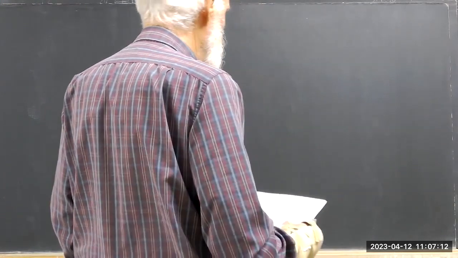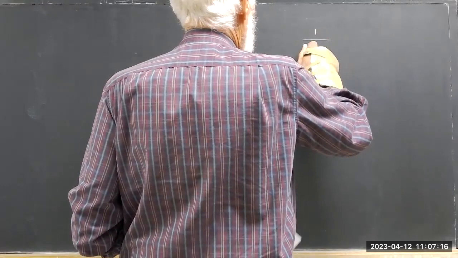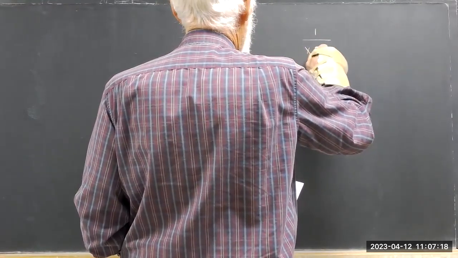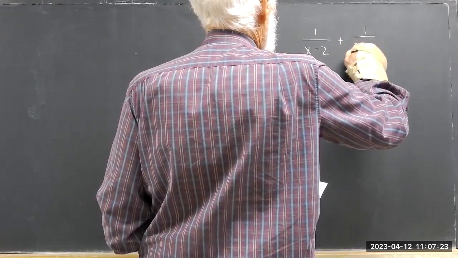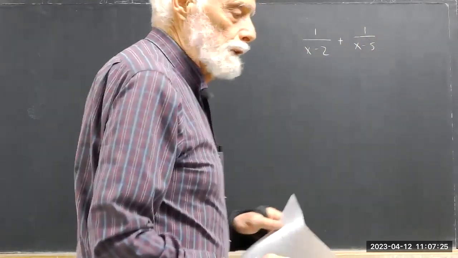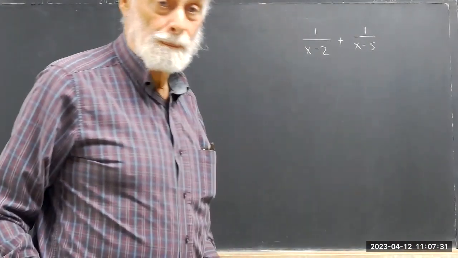We've got questions on a couple of problems, and let's take this one. We want to add 1 over x minus 2 plus 1 over x minus 5. Now, to do this, we want to have a common denominator.